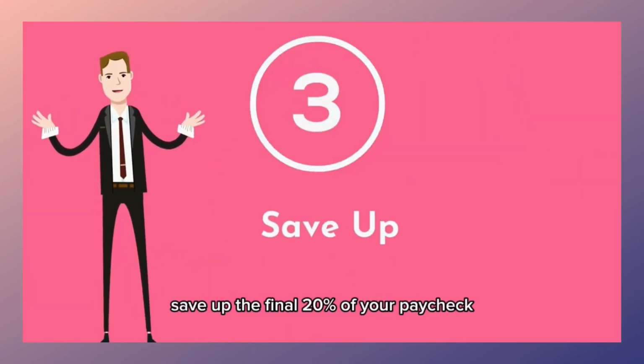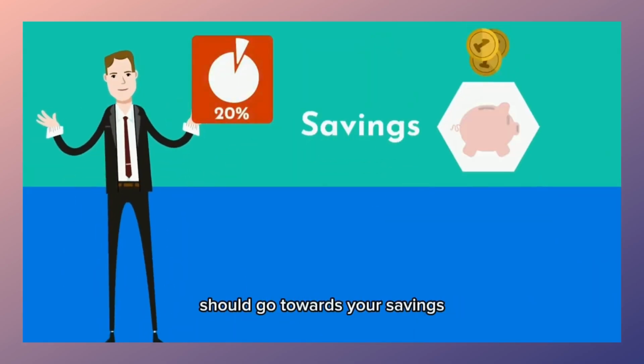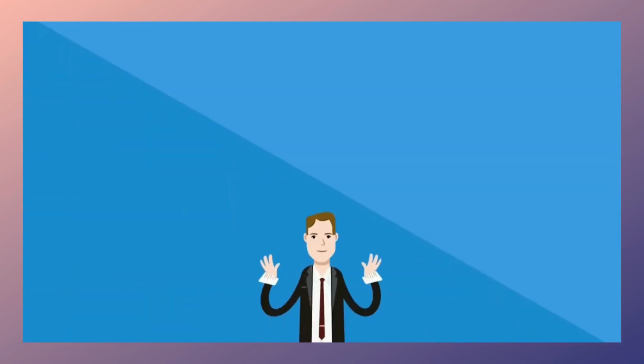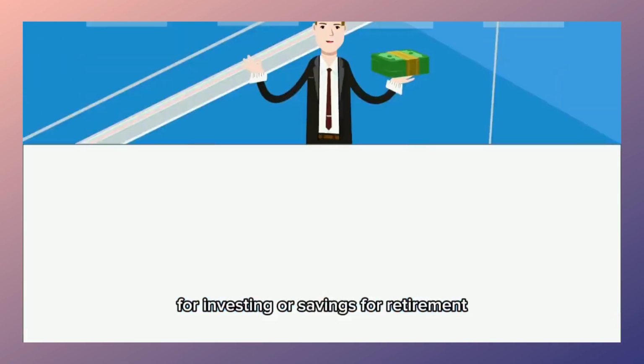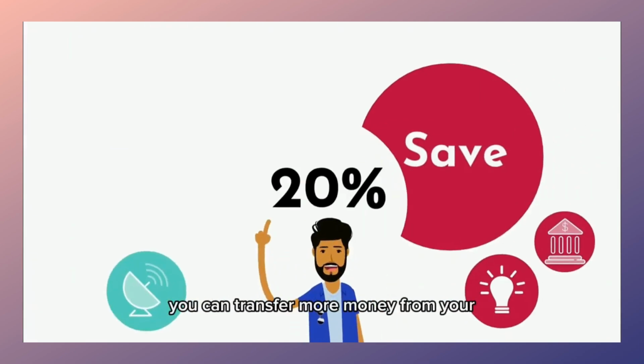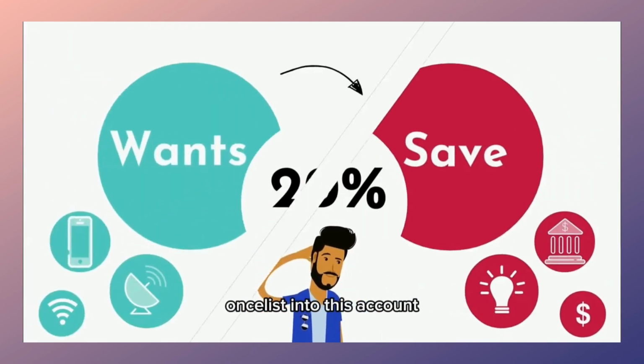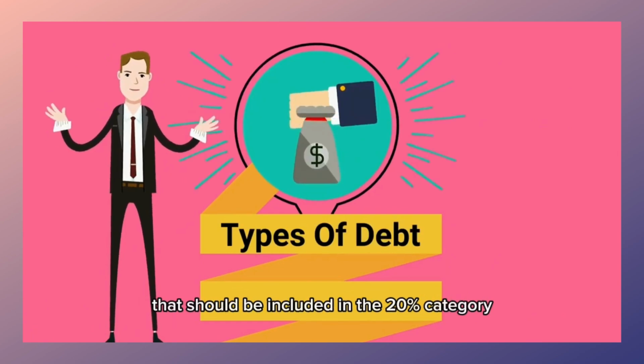Step 3. Save up. The final 20% of your paycheck should go towards your savings and paying off debt if you have any. This money can be used as an emergency fund, a deposit for a home, for investing, or savings for retirement. If you feel as though that 20% isn't enough, you can transfer more money from your wants list into this account. Now let's talk about the types of debt that should be included in the 20% category.